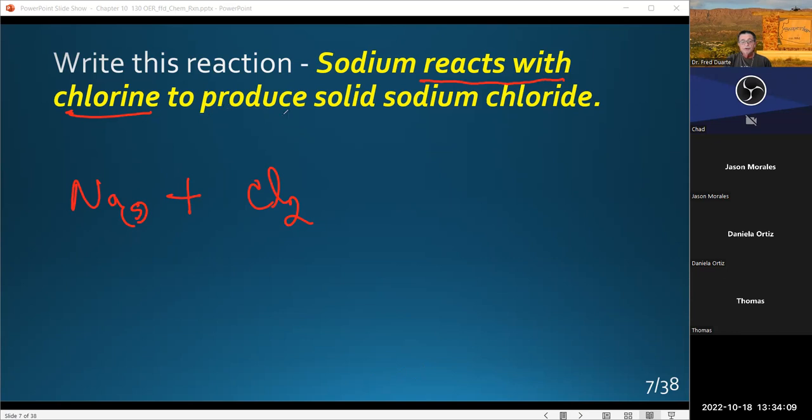Okay? To produce tells us that is the arrow. To produce, you might see the word yield. Sodium reacts with chlorine to yield or to produce. And then they're telling you the physical state here. Solid sodium chloride. Well, now we're back to chloride. So that should indicate we are doing sodium. So we have an ionic compound.